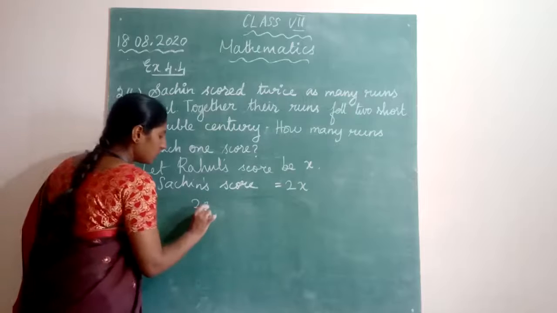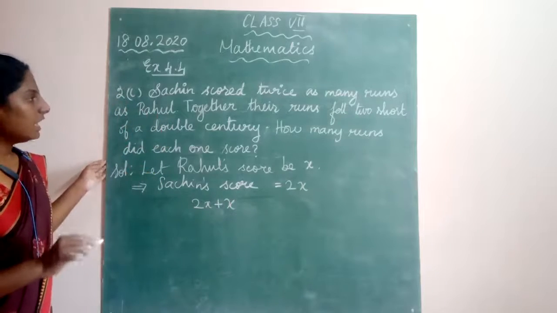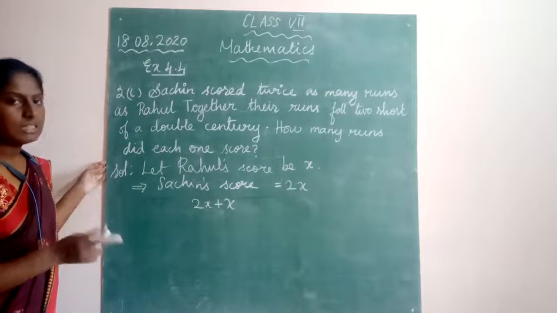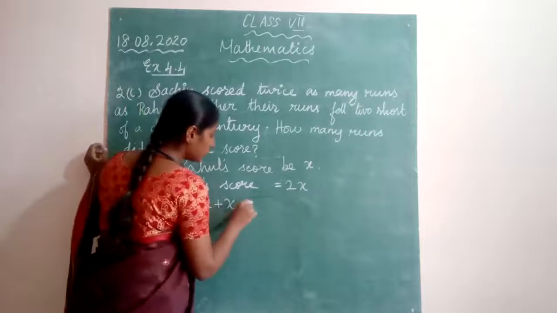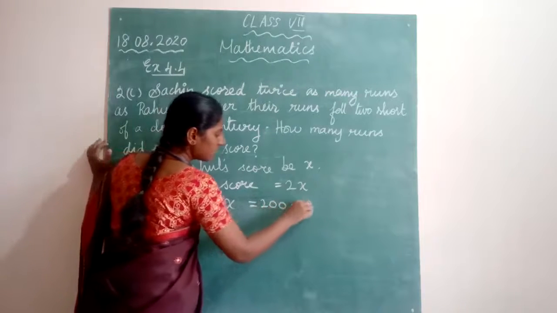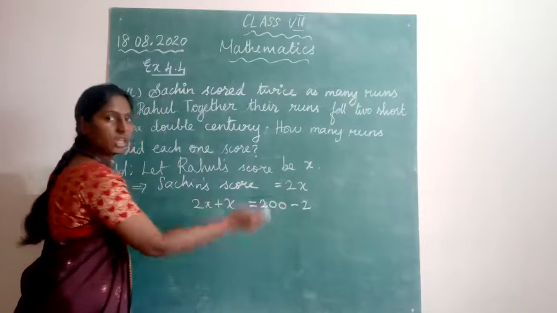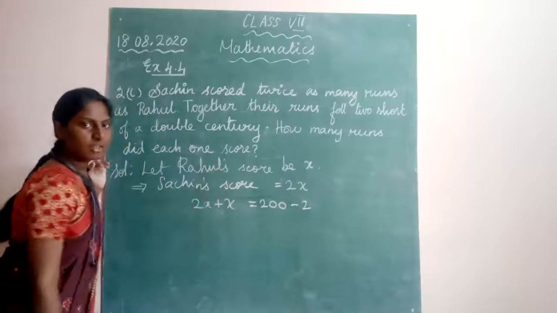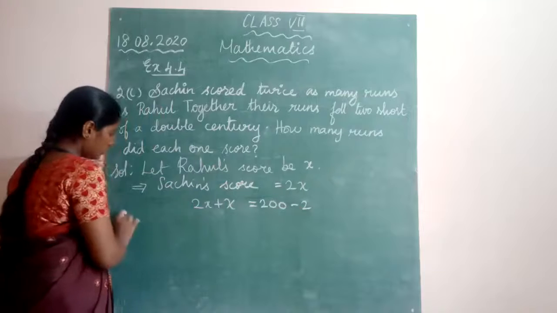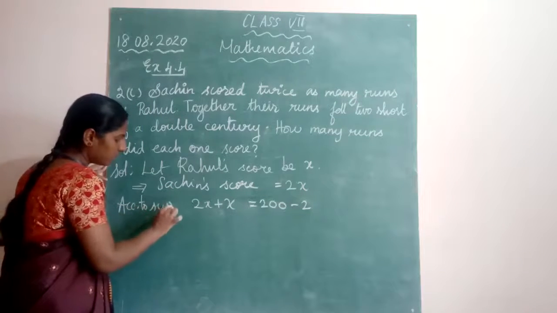So 2x plus x fell too short of a double century. Too short of a double century is nothing but 200 minus 2. 200 is double century and too short means 2 less than a double century. Okay, so keep this in mind. So this is the equation that is formed according to the given sum.